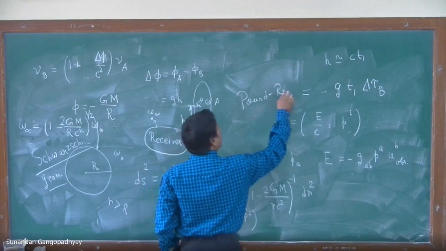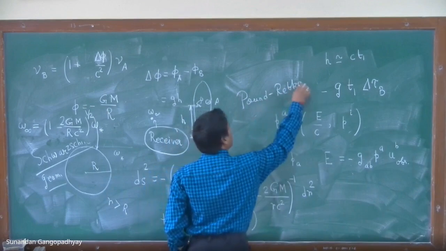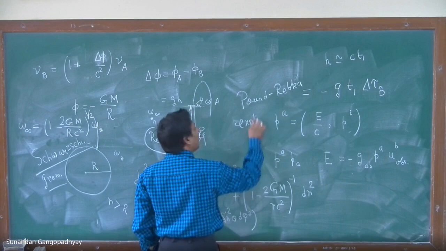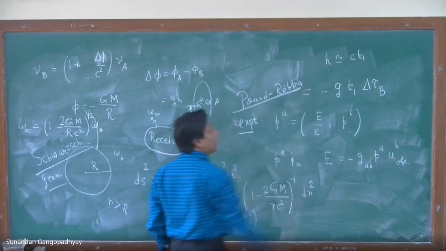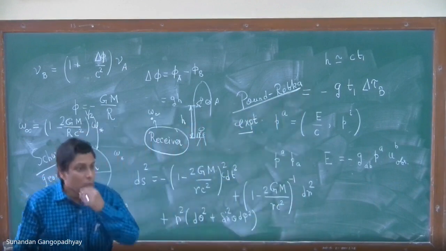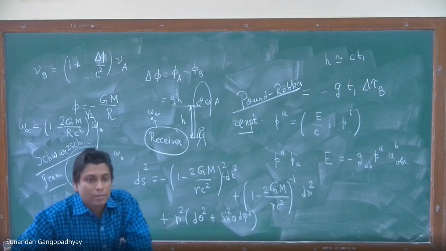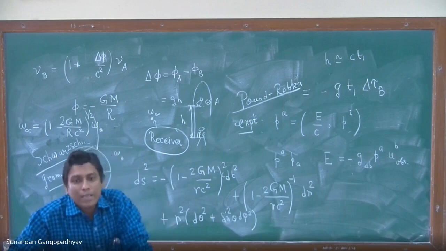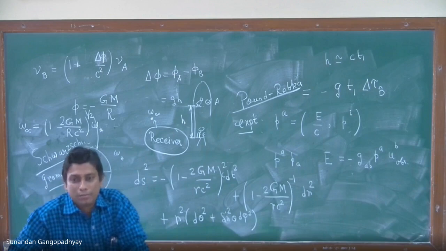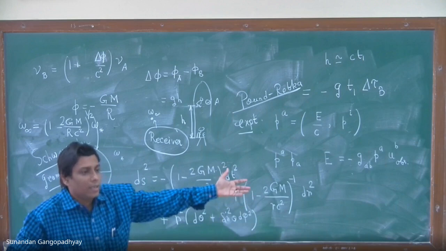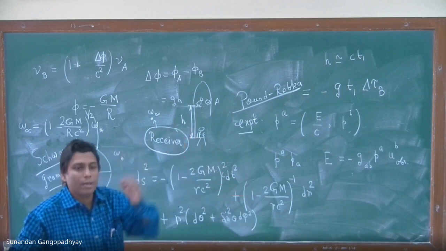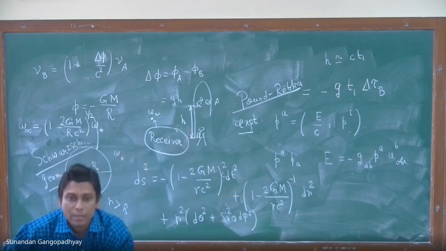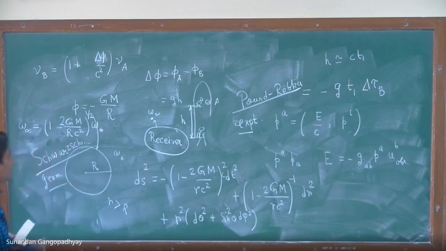It was a famous experiment. Why? This Pound and Rebka experiment actually used the Mossbauer effect, which has nothing to do with gravity, to verify the gravitational redshift experimentally. And when they verified it, it immediately proved that Einstein was completely correct. Whatever he has given is correct, is working. So let us see how it works.